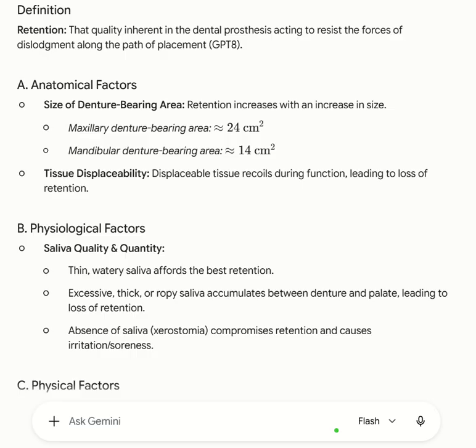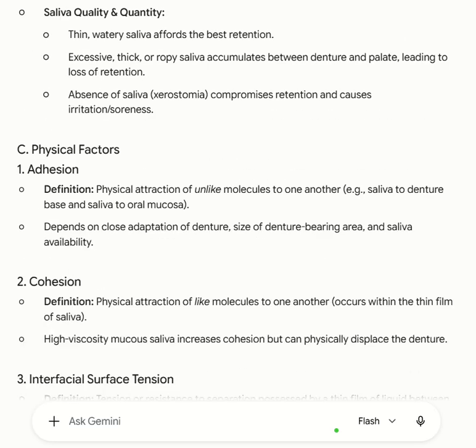B. Physiological factors. Saliva quality and quantity. Thin, watery saliva affords the best retention. Excessive, thick, or ropey saliva accumulates between denture and palate, leading to loss of retention. Absence of saliva, xerostomia, compromises retention and causes irritation and soreness. C. Physical factors. 4. Adhesion.